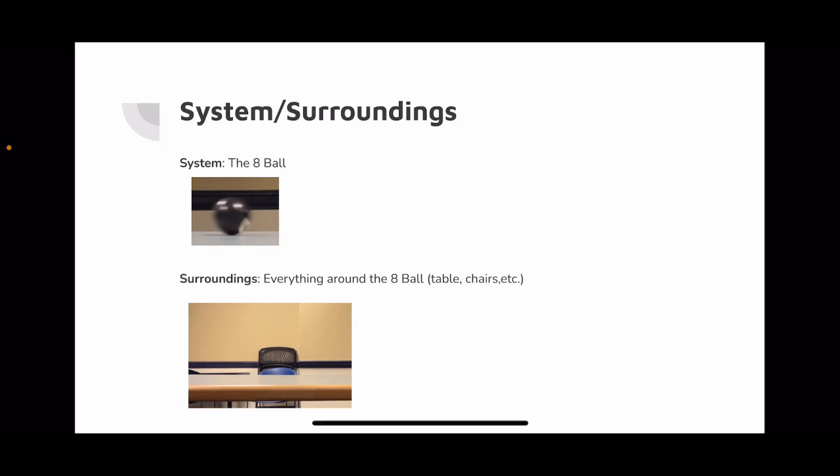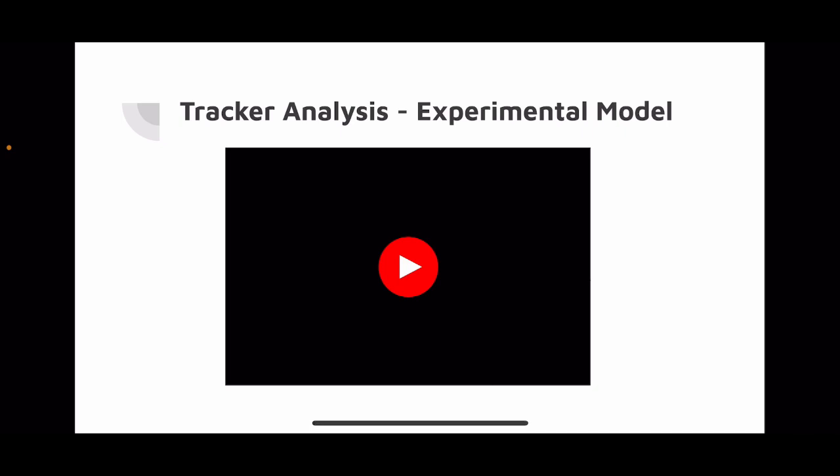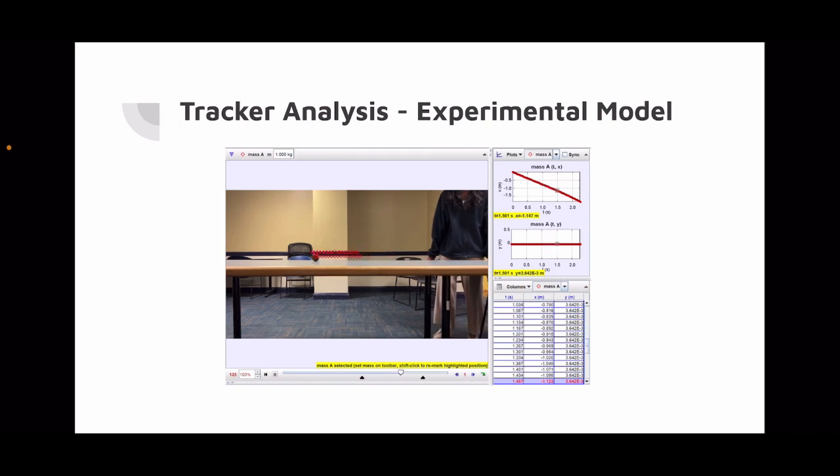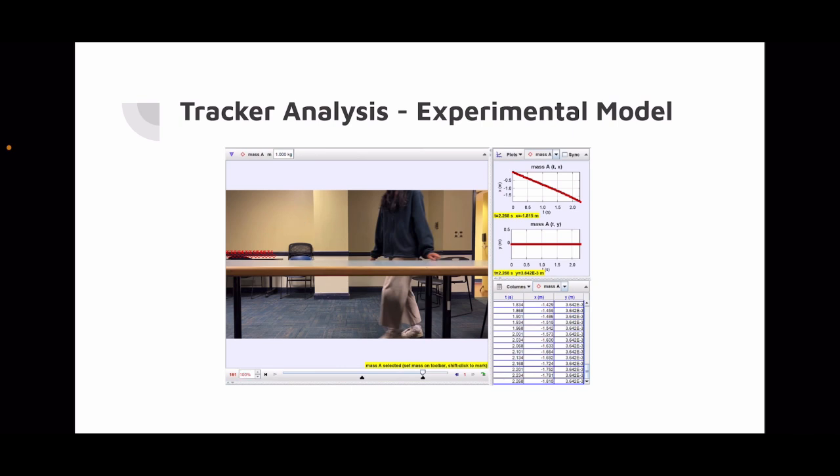So for the system, we observe the system as the 8-ball and the surroundings as everything around the 8-ball, including the table, chairs, anything in the room, etc. So here's a video of my experimental model and my Tracker analysis. I track the center of mass for each second, and as you can see, the position is being recorded, as well as a graph in the upper right corner.